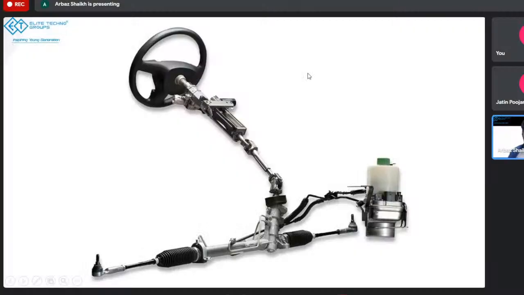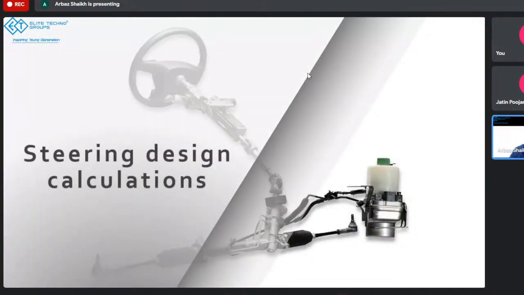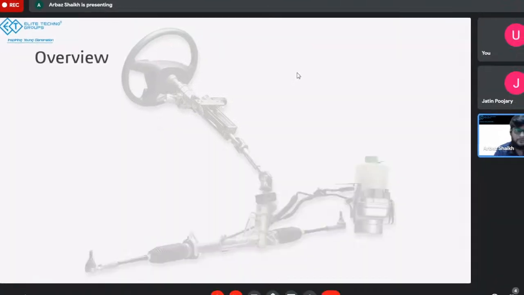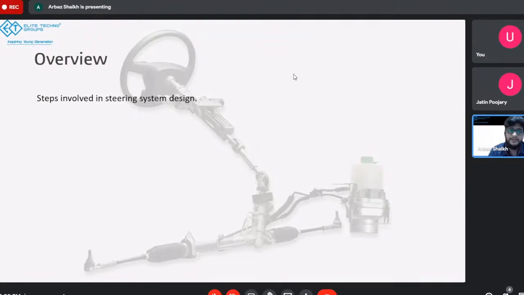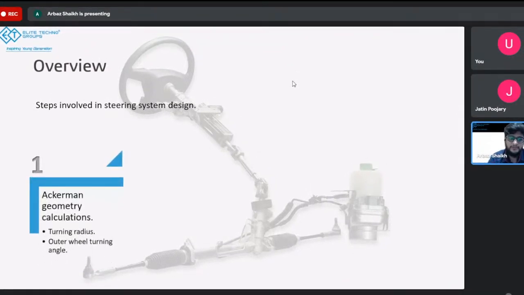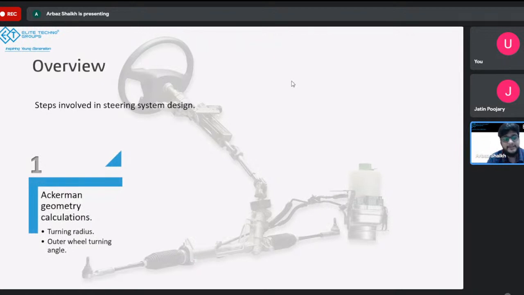Okay, so like I said, now we'll be doing the steering design calculation for Ackerman steering geometry. So in overview, what we'll study today is the steps involved in steering design. The first step is the Ackerman geometry calculation, where we'll calculate the turning radius and the outer wheel turning angle. We'll be focusing on these two things as our ultimate goal.